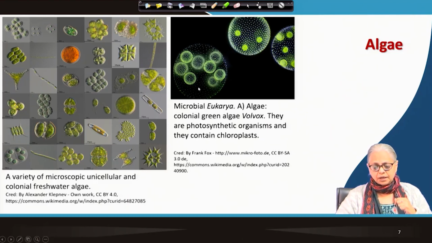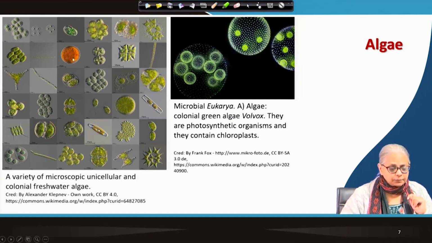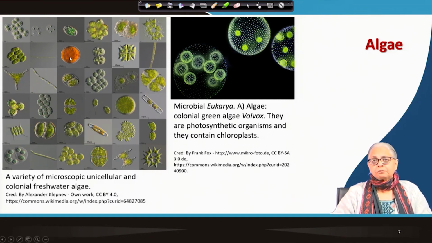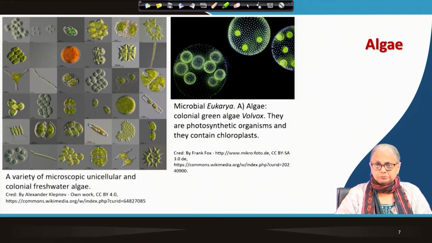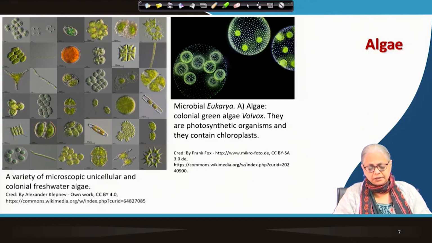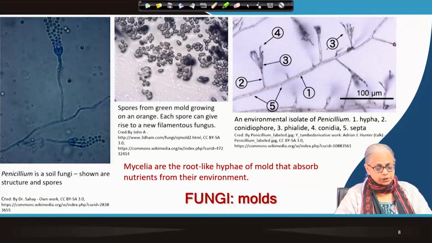And here are more examples. So these are eukaryotes, and this is colonial green algae called volvox. They are all photosynthetic organisms and they all contain chloroplasts. So you can see the green color. However, there's one example of a red colored algae here, and there are several other pigmented forms of algae, which I will go into later. I'm not going to go into it here right now. We'll go into that later.